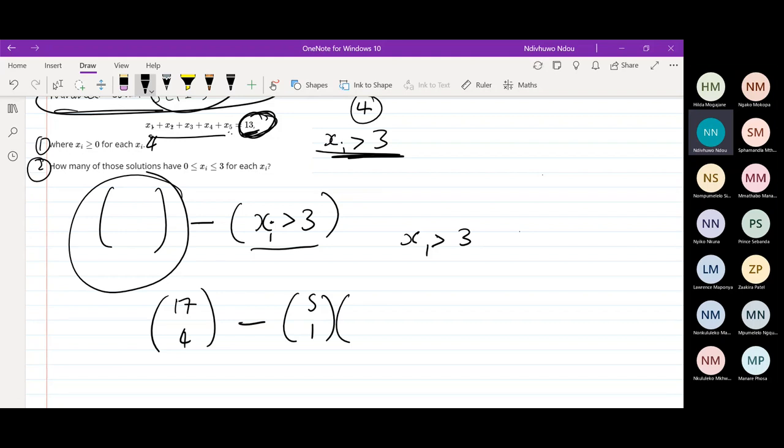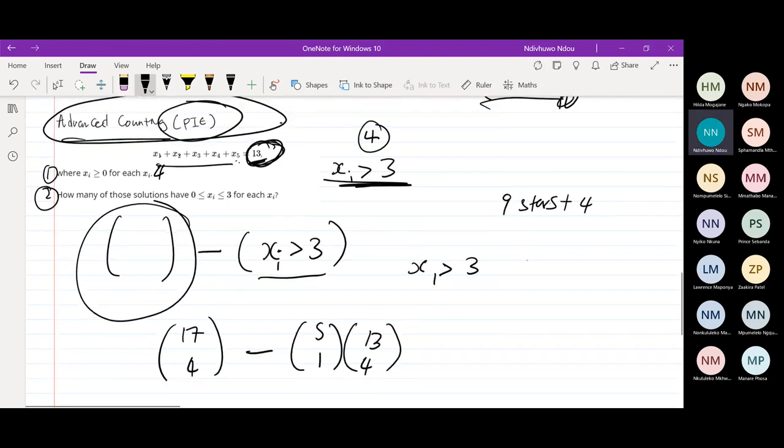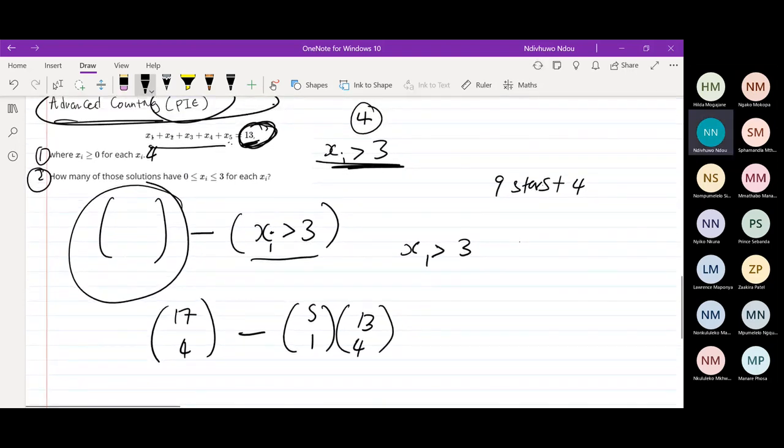Then we are saying if we give this one 4, how many stars will we be left with? It will be 13 minus 4, which is 9 stars left, plus our bars, which is 4. Then the total number of combinations that can be made if we give that one will be 9 plus 4, which is 13, choose 4. So that's the idea there. But we are not done. This is the principle of inclusion and exclusion.